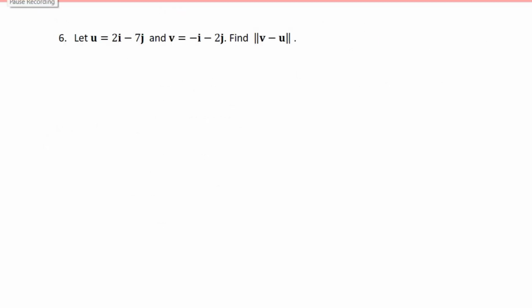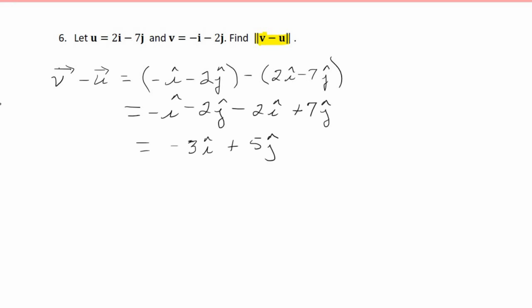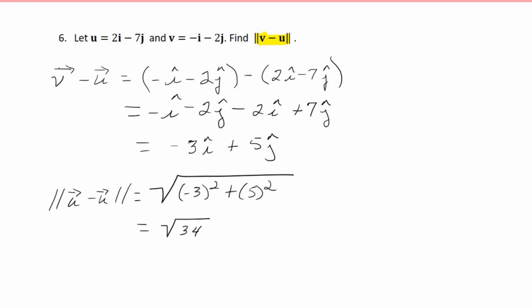In example 6, I'm asked to subtract the two vectors and then find the magnitude of that answer. Notice that I am starting with vector v and then subtracting vector u, so be careful with that. So here I'm subtracting the two vectors. I drop my parentheses, be sure to carry through my negative sign. And there's the difference of the two vectors. Now I need to find the magnitude of that vector. So there is my answer.